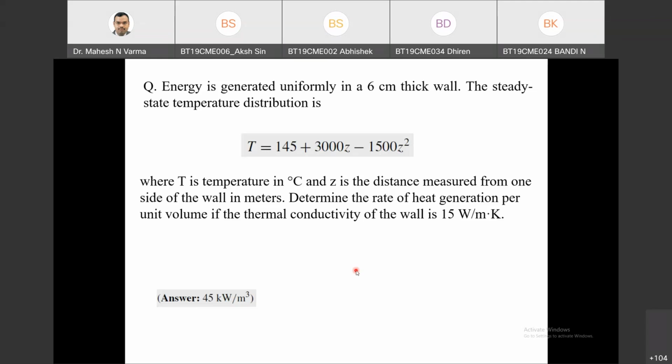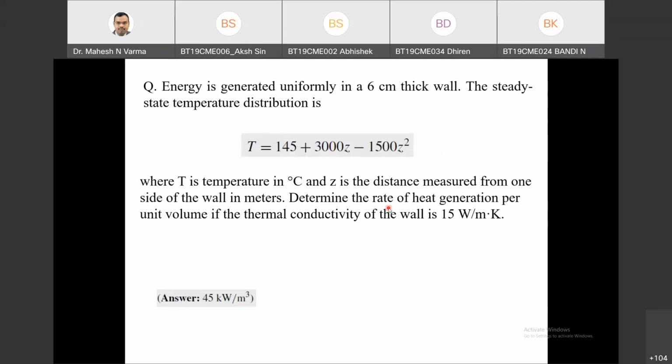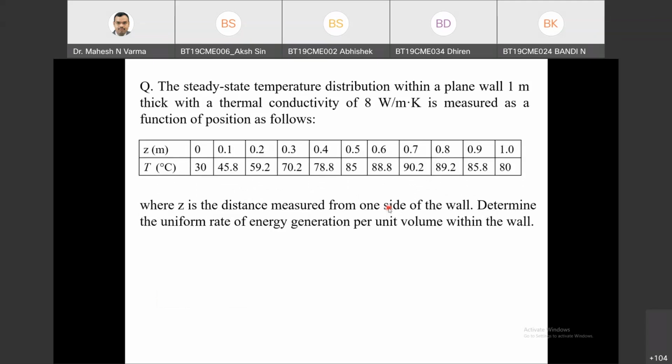Now in continuation with the same problem, instead of this temperature profile given in the form of an equation, it can be given discretely. Temperature at different points can be given discretely. How to handle that? It is the same problem. Here also you need to get the heat generation per unit volume.